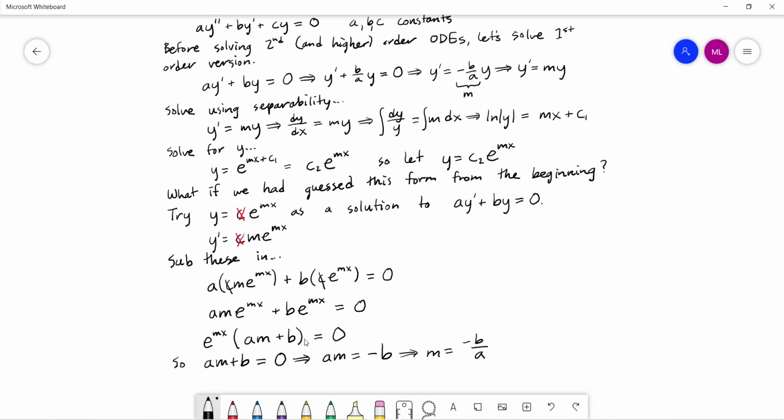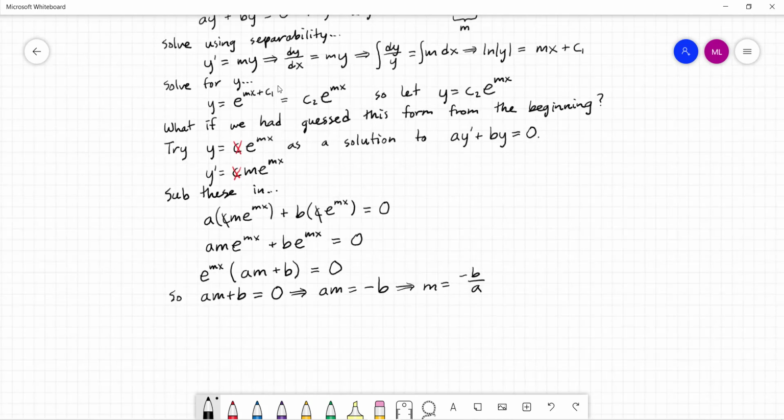And all it requires us to do is basically solve this algebraic equation. And this algebraic equation is what we're going to call the characteristic equation. So in this case, am plus b equals 0. If we can solve that, we can figure out what m looks like, the m that will satisfy the solution to the original differential equation.